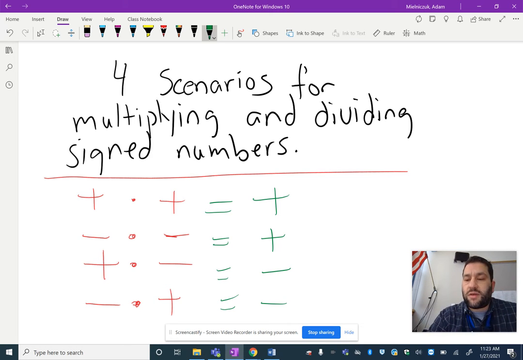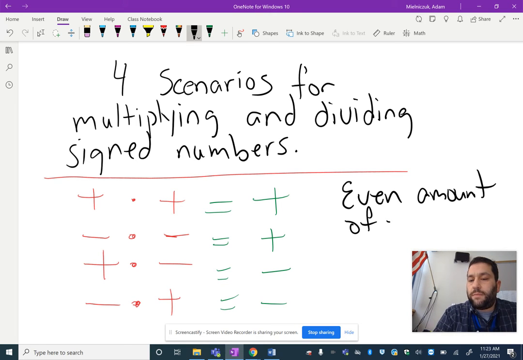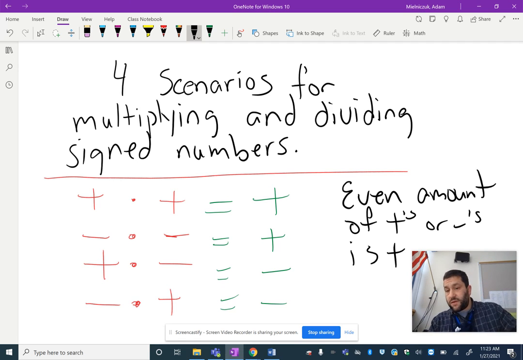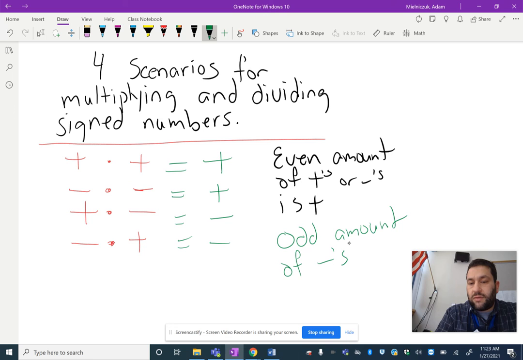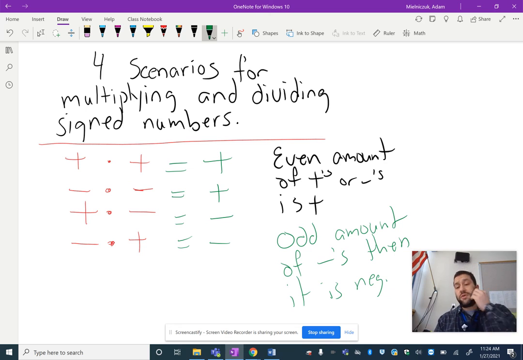Another way to remember it is if you have an even amount of positives or negatives, it's positive. So even amount of pluses or negatives is positive. So 2 positives is positive, 2 negatives is positive. But if you have an odd amount, not of positives here, but of negatives really, then it is negative. Okay, that's all we really need to know for the scenarios.